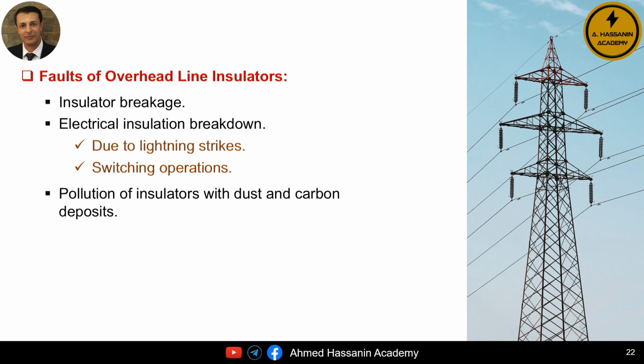When these salts and contaminants accumulate on the surface of the insulator and are combined with moisture, fog, or rain, an electrical path is created between the overhead line conductor and the tower body through the discs of the insulator string. Unfortunately, this leads to the breakdown of the insulator string and the occurrence of partial discharge. However, it should be noted that partial discharge does not always lead to the complete breakdown of the insulator string unless it is accompanied by extremely high temperatures.